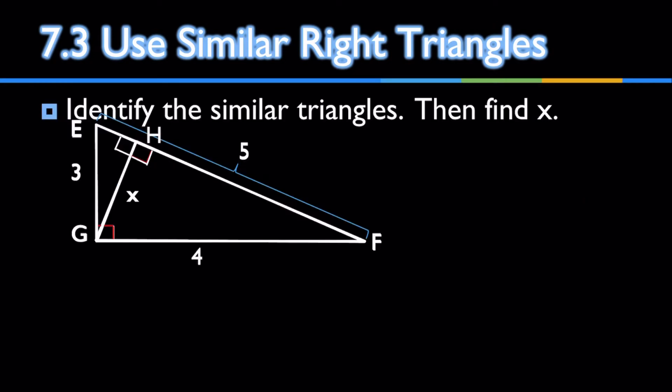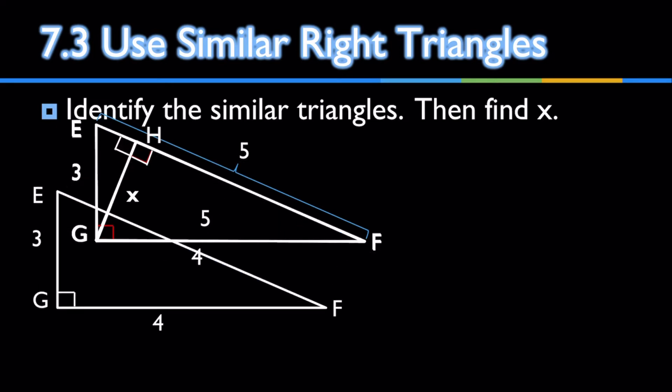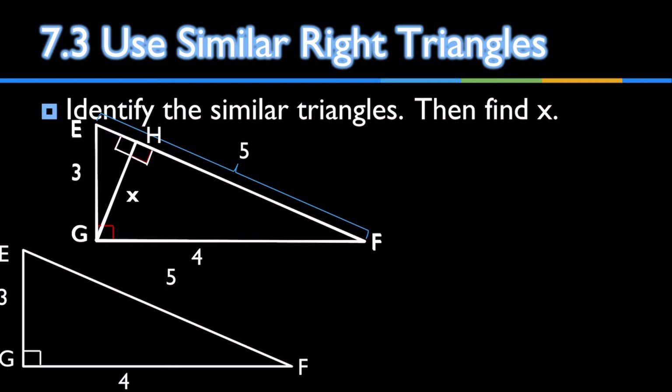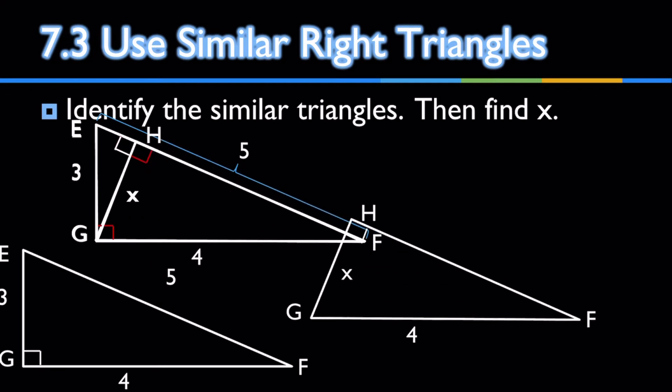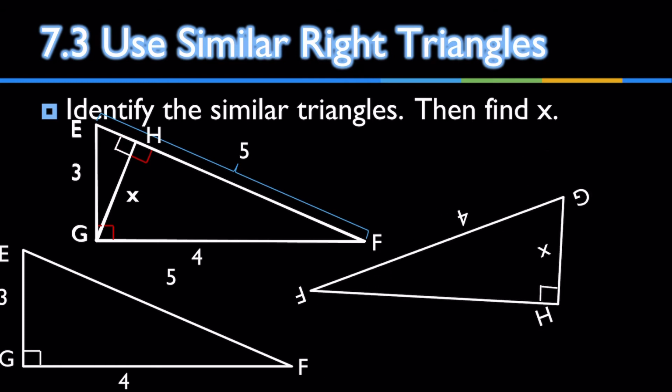So, looking at this picture, identify the similar triangles and then find the value of x. So to do this, I'm going to kind of divide it up. So there's the outside triangle. There's the medium triangle, and I'm going to rotate it around. And there's the small triangle, which I'm also going to rotate around. So from that, I know all the sides of the big triangle. And since they're all similar, we need to identify the similar triangles.